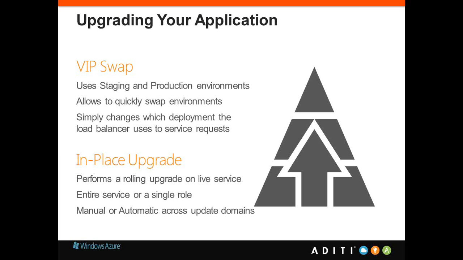The second one is in-place upgrade. It performs a rolling upgrade on live services. It is possible that you have a production service running with multiple instances of your roles, web role or worker role. You want to upgrade it without going through staging and swapping the production and staging environments. You can do that using the in-place upgrade, where you have two options. One is manual, where you select which roles you want to upgrade one by one, and the other is automatic, which is done by the Windows Azure Fabric itself to upgrade the roles.